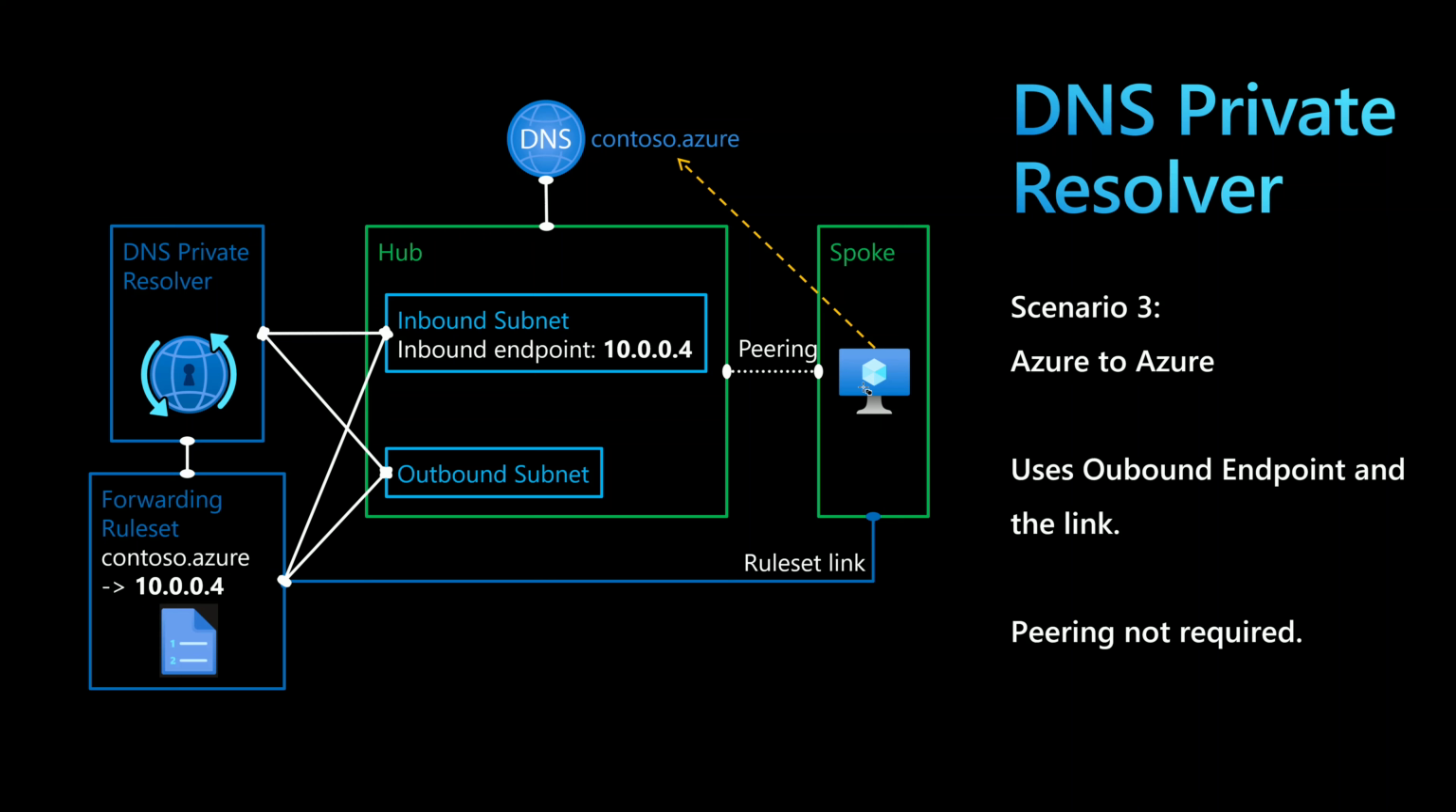So note that here it's not the VM that will try to reach this IP address. For that, we say here that the peering is not required. However, that operation will be done by the DNS Private Resolver, and it will get the result back to the VM through the rule set link.